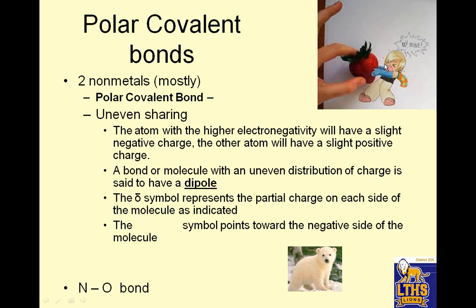Okay, what is a polar covalent bond? If I was sharing the strawberry with this little character, I would get more of the strawberry because I'm a little bit bigger. So that's what a polar covalent bond is, sharing unevenly. The atom with the higher electronegativity is going to have a slight negative charge. The other atom will have a slight positive charge. A bond or molecule with an uneven distribution creates what we call a dipole. Uneven sharing, it's a dipole, it's polar.